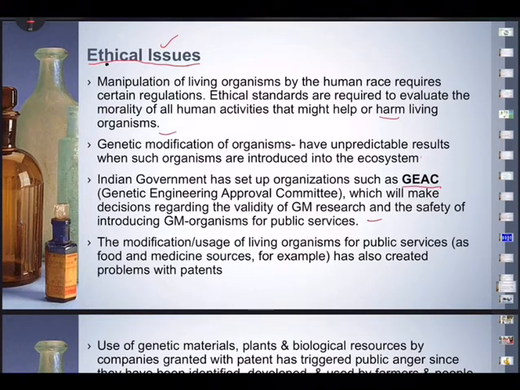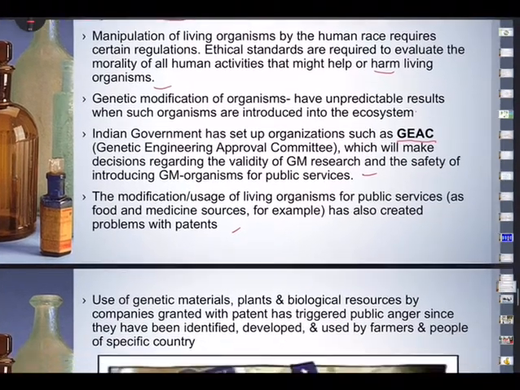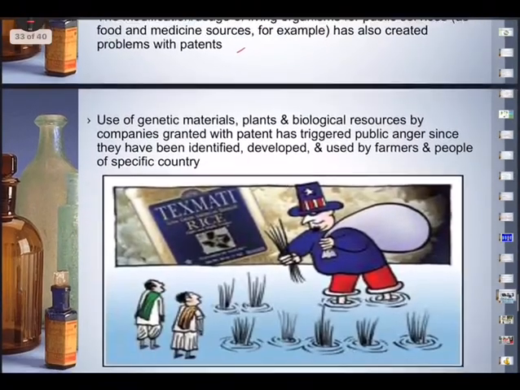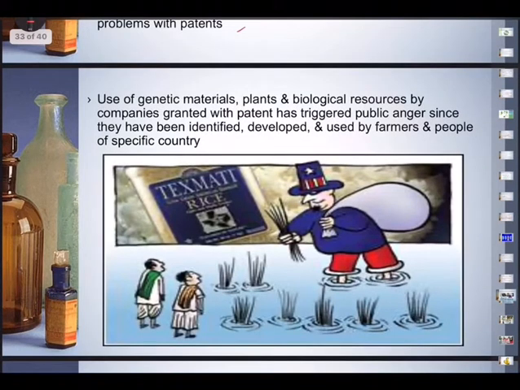And the modification and usage of living organisms for public services, as a food or medicine source for example, has also created problems with patency. So we need to be careful with that. And the use of genetic materials, plants, and biological resources by companies granted the patency has triggered public anger, since they have been identified, developed and used by farmers and people of a specific country.